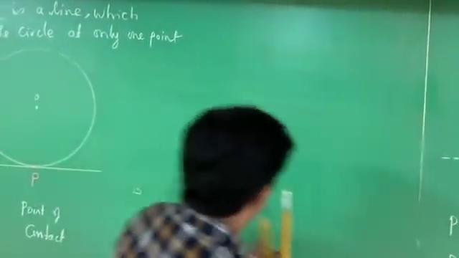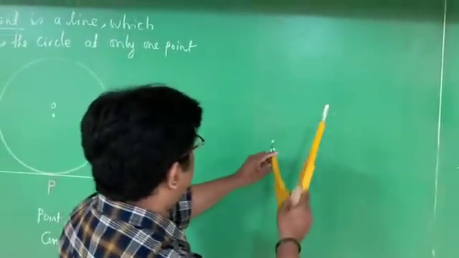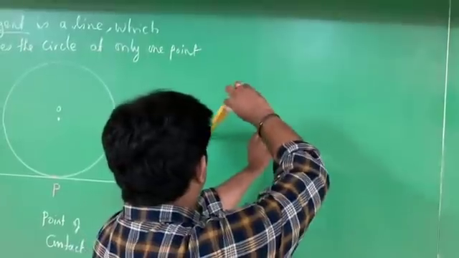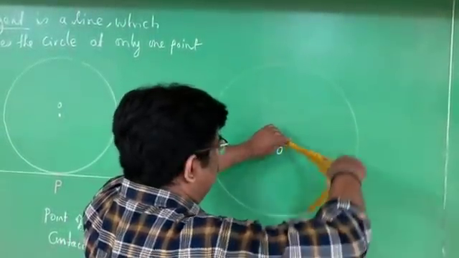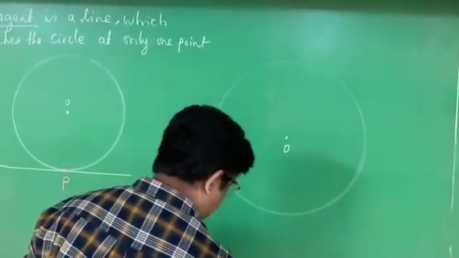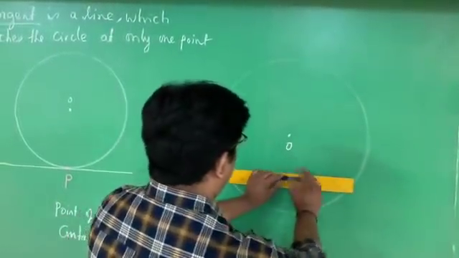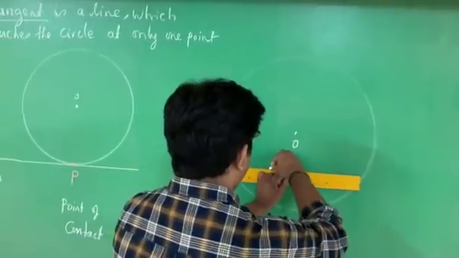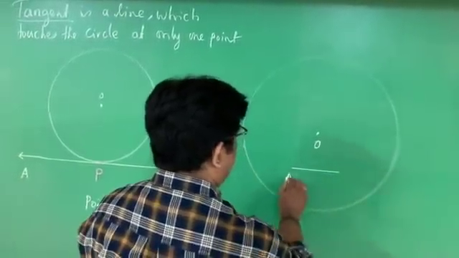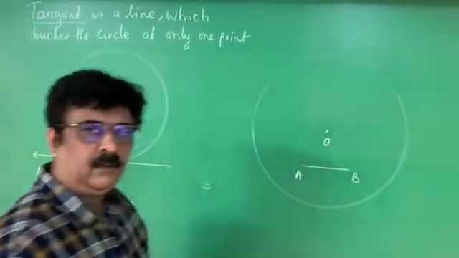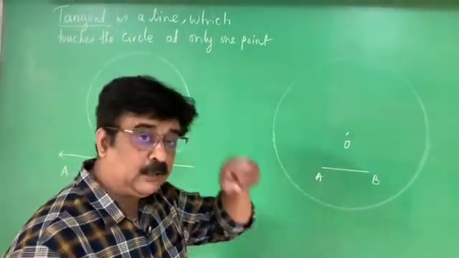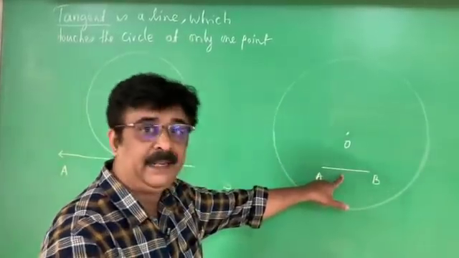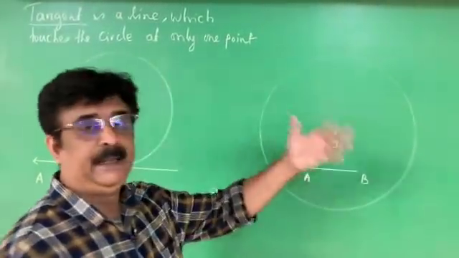See here, I draw a circle like this. This is a circle. Now I write a line here. What is this AB to this circle? Then you have to ask, what is this AB? First tell me. Sir, AB is a line.